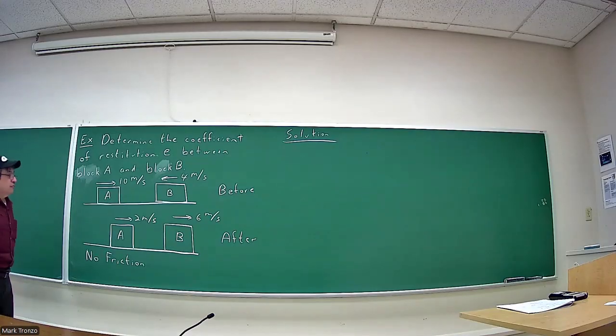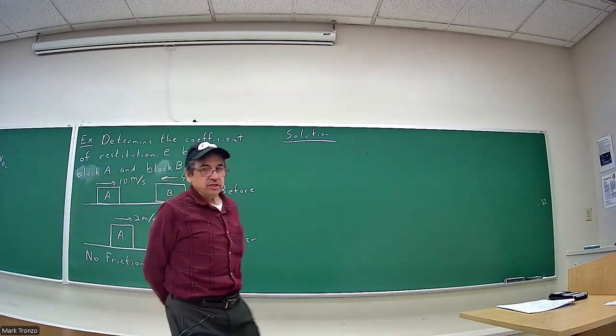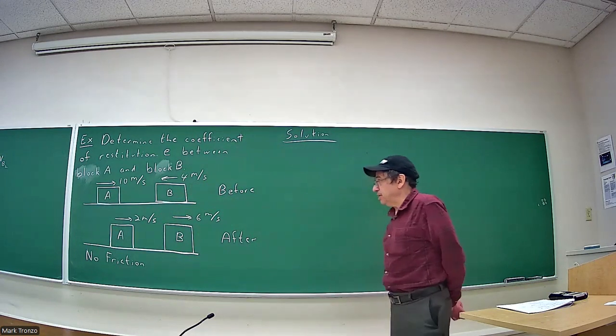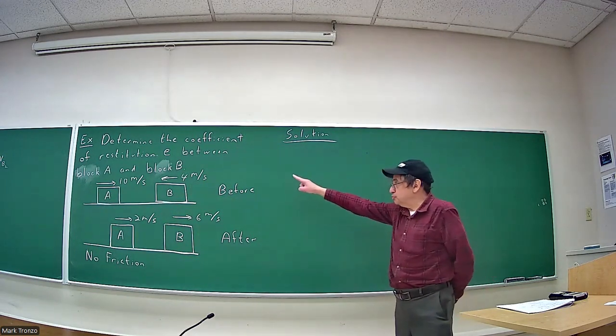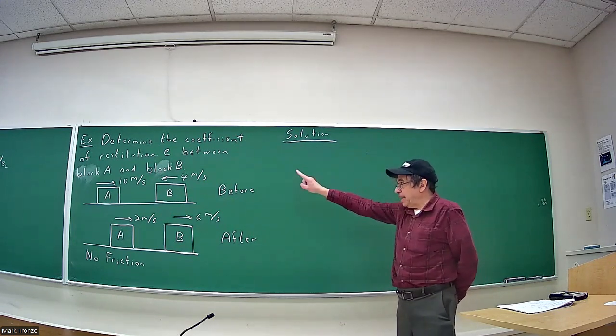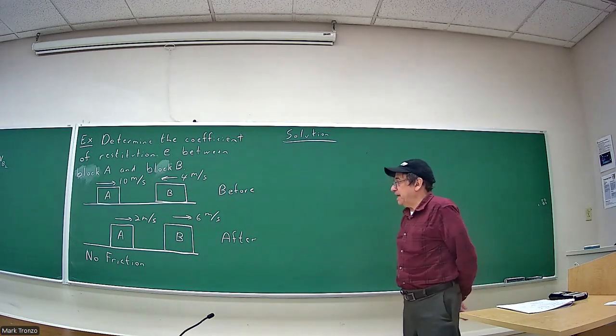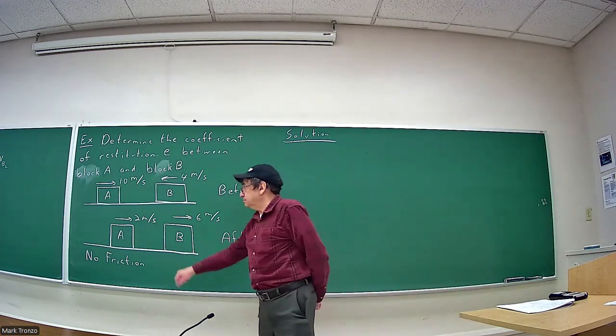Now I'm going to start with a very basic example. And if you want a more advanced example, you can go ahead and jump ahead to some of the other ones in this video. But this one's very basic. Determine the coefficient of restitution E between block A and block B. Again, we're assuming no friction.